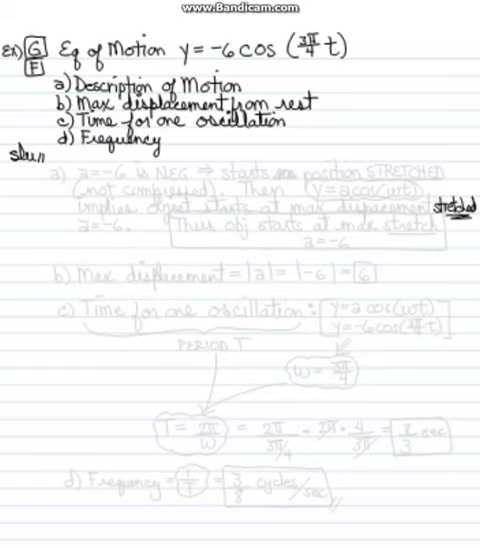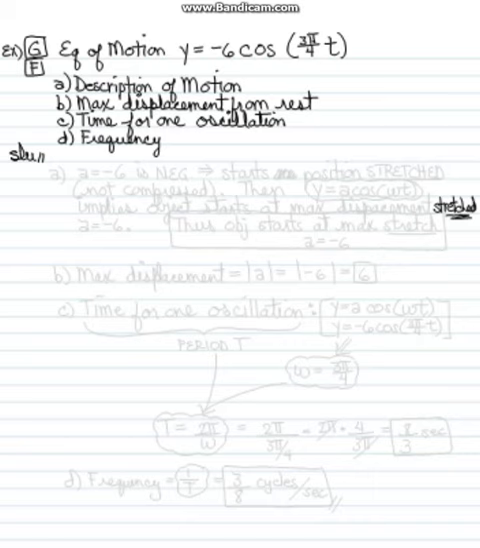Okay, now we're given an equation of motion: y equals -6 times the cosine of 3 pi over 4 times t. We're asked to find a description of the motion. Part B, the maximum displacement from rest. Part C, the time for one complete oscillation. Part D, the frequency.